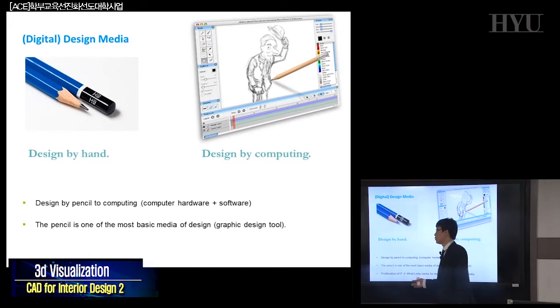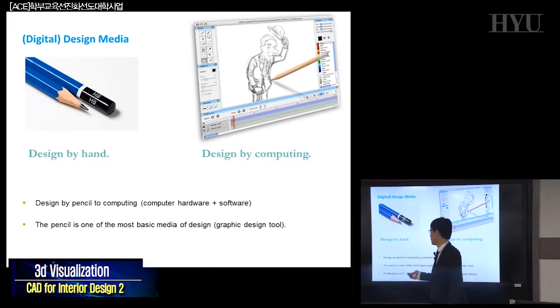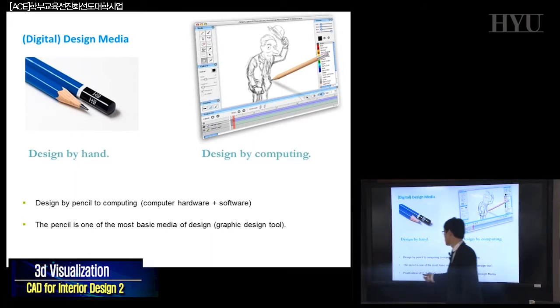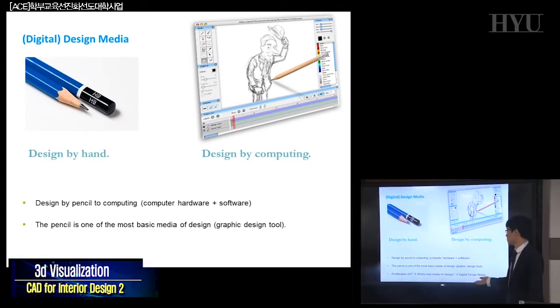Nowadays, we call our era the IT era, proliferation of IT, information technology. What's new media for design? That is so-called digital design media, including anything else, computer hardware, computer software, even new type of pen, this one. This is touchpad pen. This is not touching because I connected my laptop. But anyway, you can draw using this kind of pen.